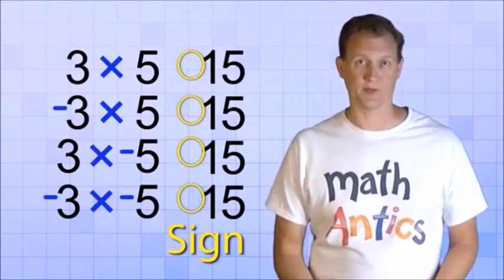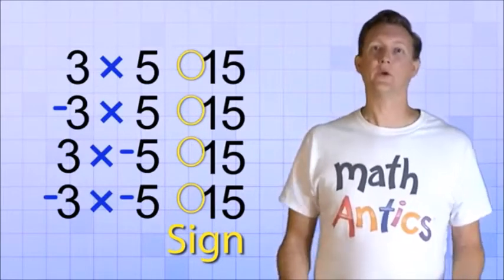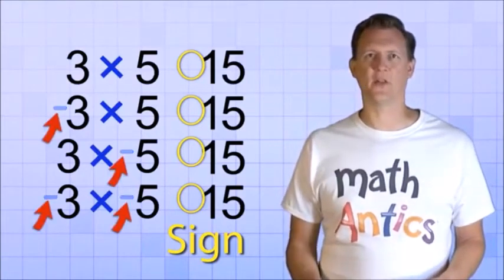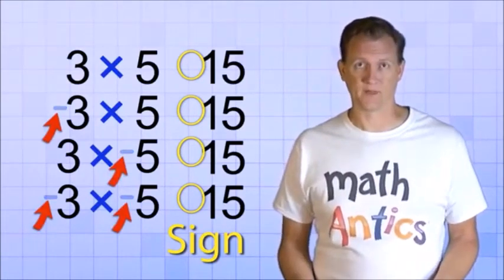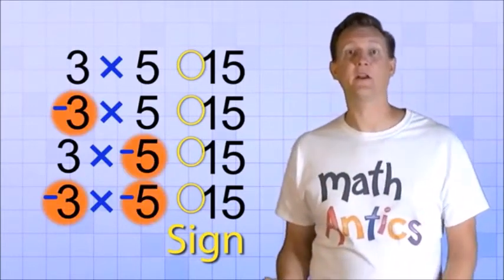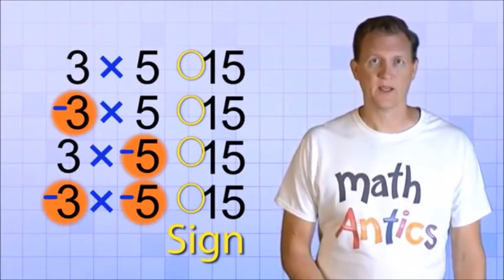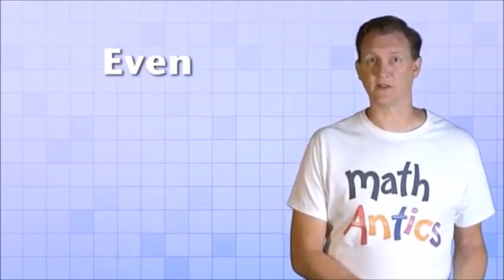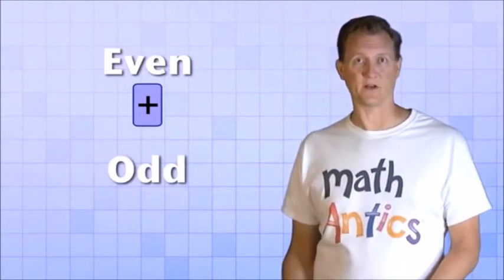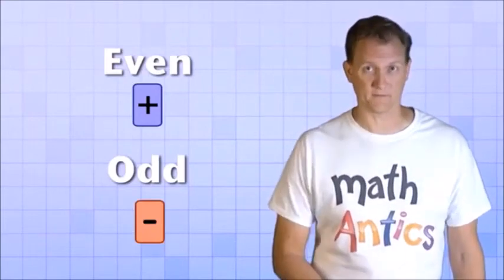Basically, when doing integer multiplication and division, you can just pretend that the negatives aren't there while you multiply or divide. And then, you count up how many negative factors you have to figure out the sign of the answer. If there's an even number of negative factors, the answer will be positive. But if there's an odd number of negative factors, then the answer will be negative.